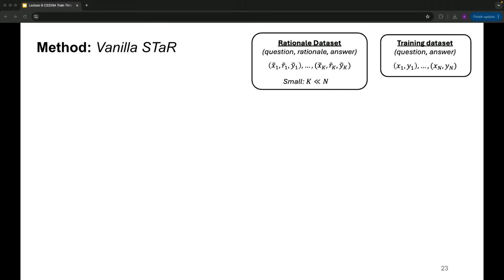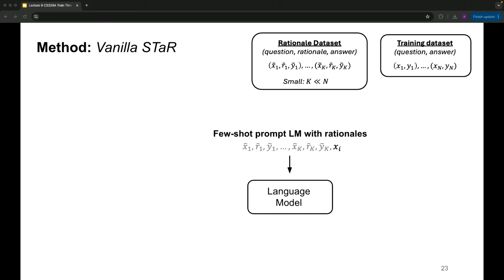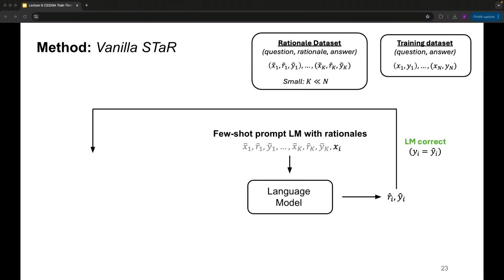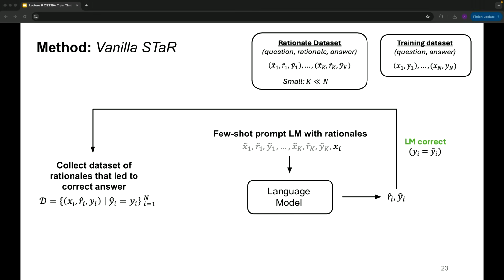What vanilla STaR will do is start with this rationale data set and training data set. It will first few-shot prompt the model with the rationales in the rationale data set, and then get the model to produce the rationales and the correct output. This is on the training data set. So now it's few-shot prompting, but it's supplying questions from the training data set, and it's checking if the answers given by the language model are correct. It will collect this set of rationales that it can use, and then it can fine-tune the language model on these correct solutions.